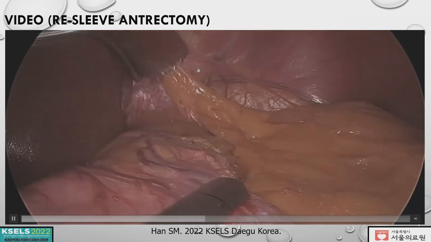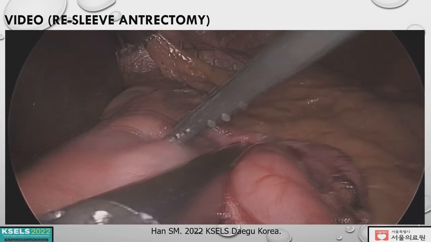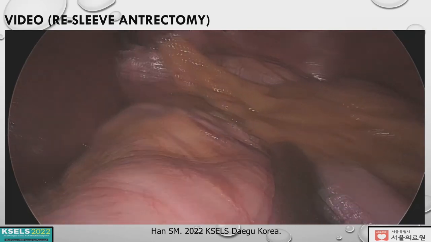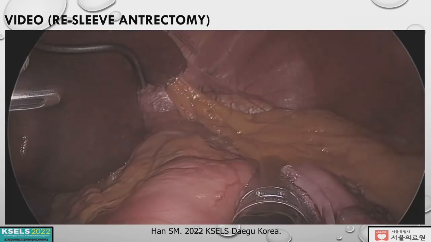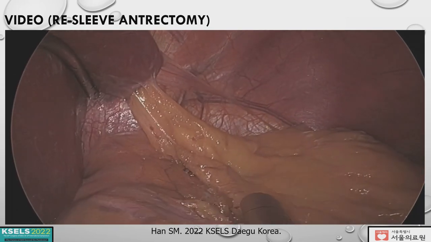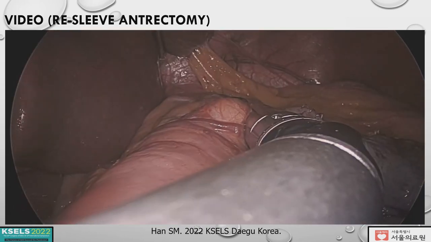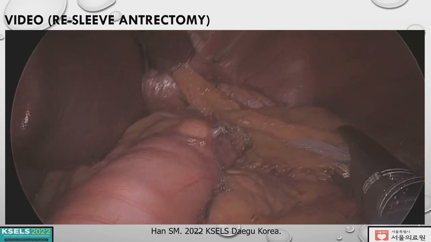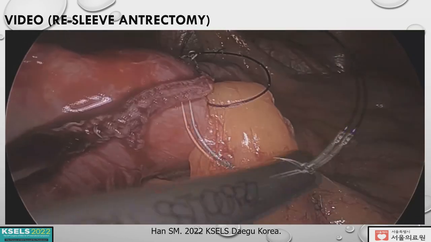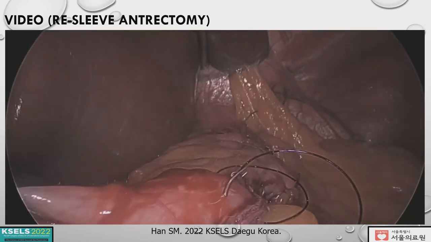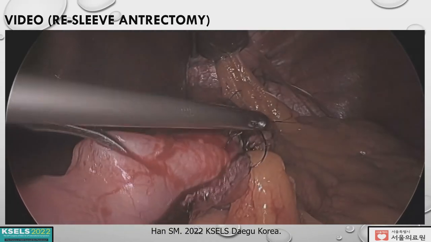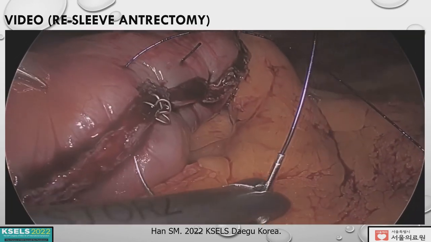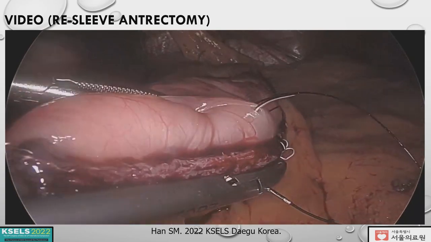For this reason, do not place the stapler too tightly at the gastric angle. If it is too tight at the distance of the gastric angle, you can experience gastric stenosis or gastric stricture. Because of the stenosis, your patient will have GERD or leak. So do not place the stapler too tight at the gastric angle.